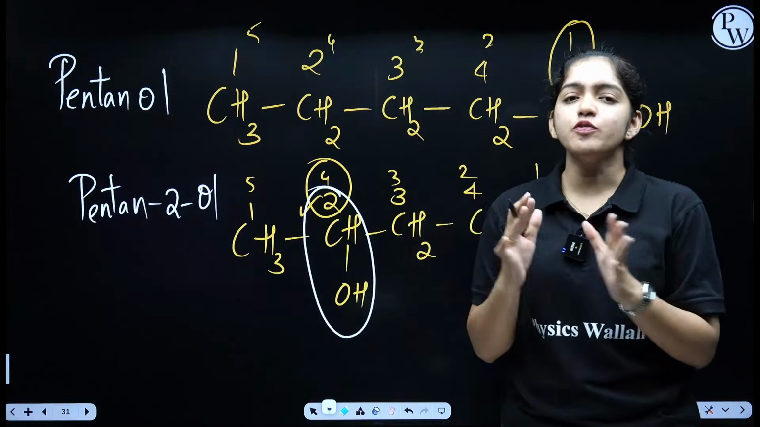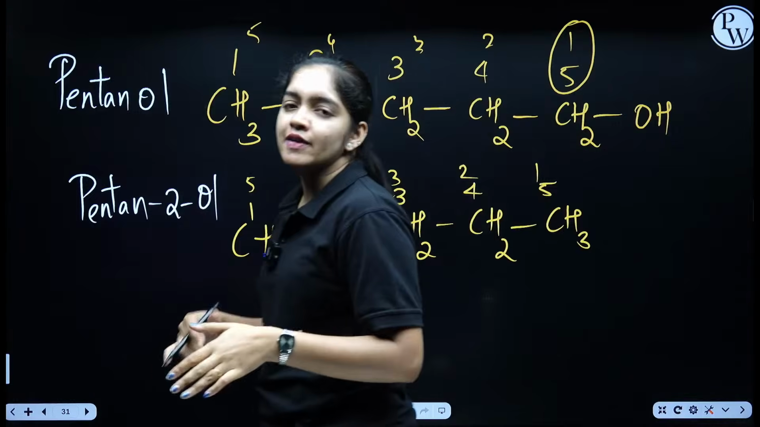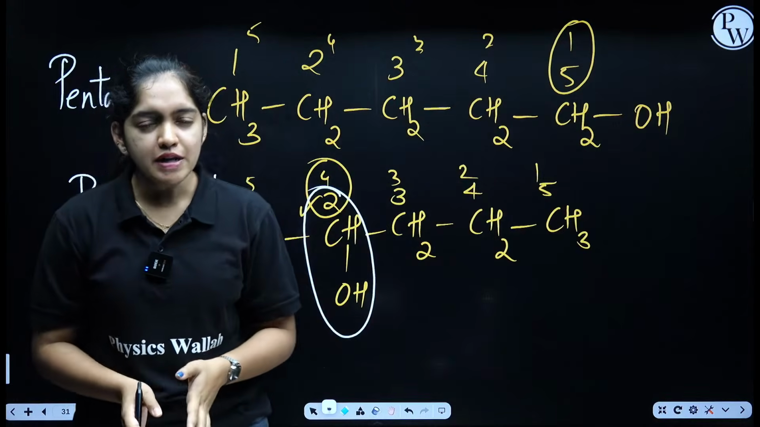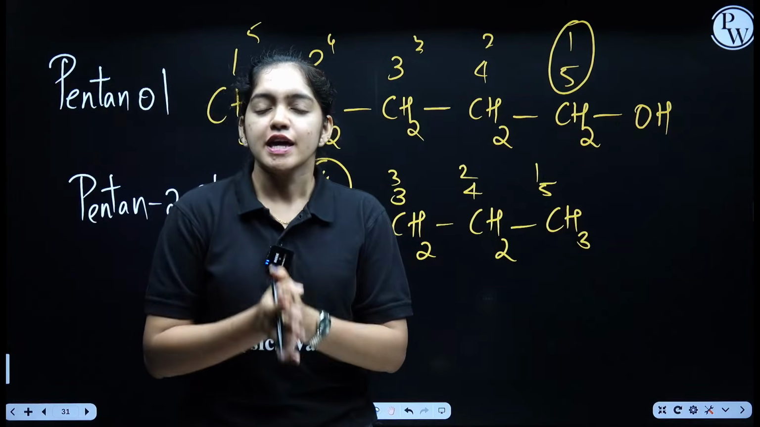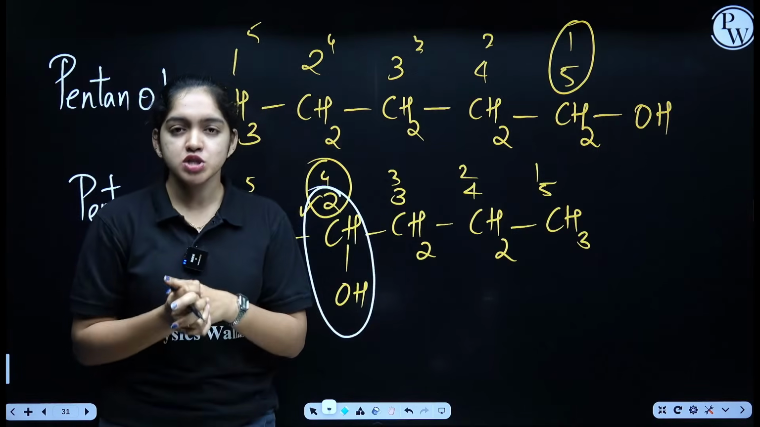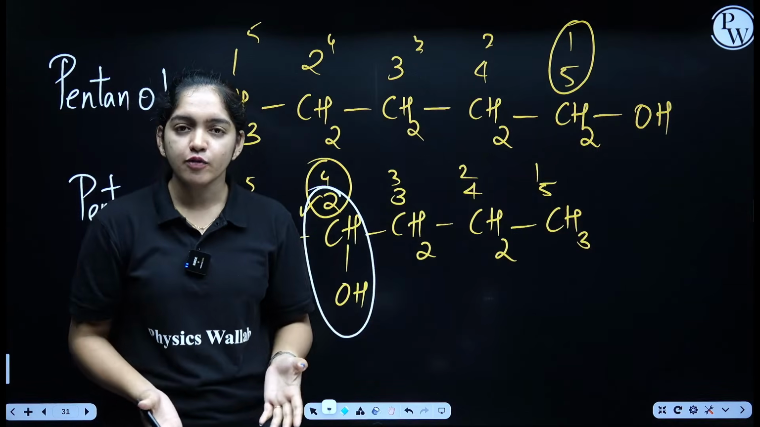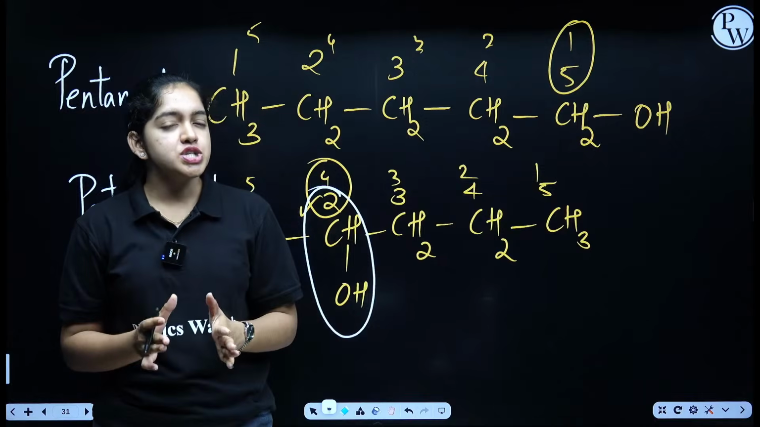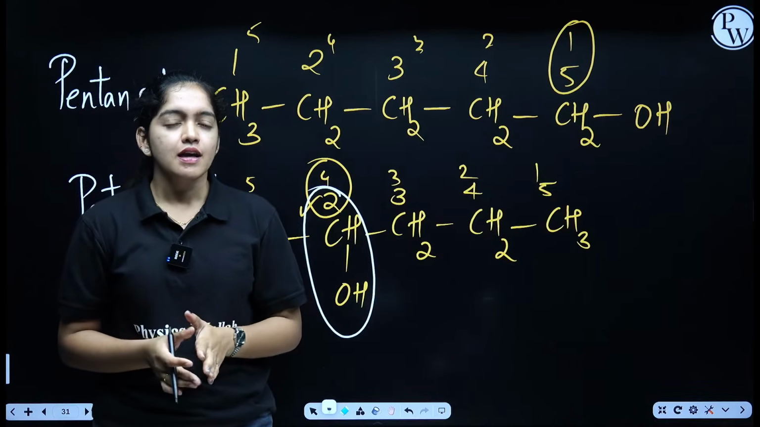So what is the difference here? One is pentanol and the other one is pentan-2-ol. There is only one difference, the position of the functional group. If there is a difference only in the position of the functional group and the molecular formula is the same, it is known as position isomerism. Got it? We learned isomerism.